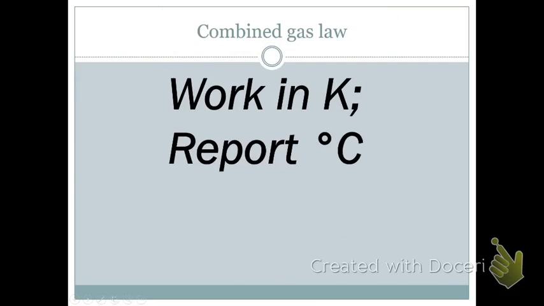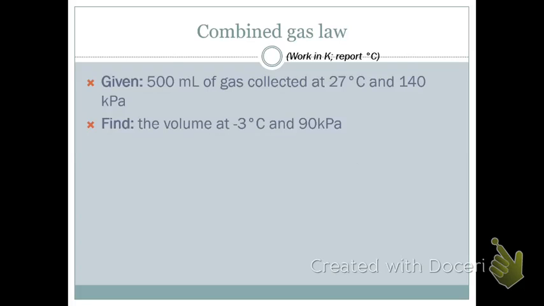Okay, as usual, we are going to work in Kelvin. We are going to report in degrees Celsius. So, given 500 milliliters of gas collected at 27 degrees Celsius and 140 kilopascals, we have to find the volume at -3 degrees Celsius and 90 kilopascals. Well, we're going to do this kind of slow, so just bear with me.